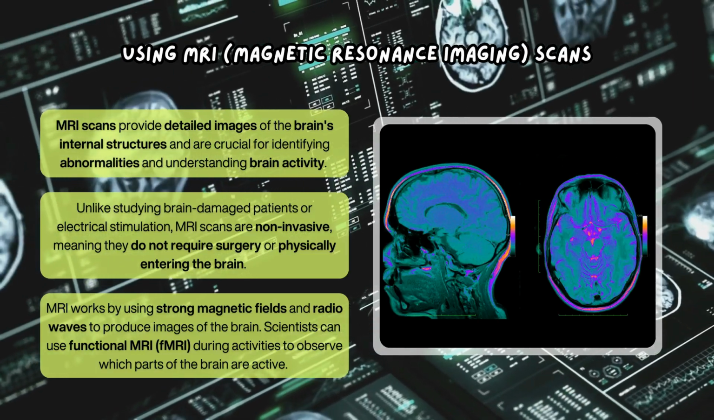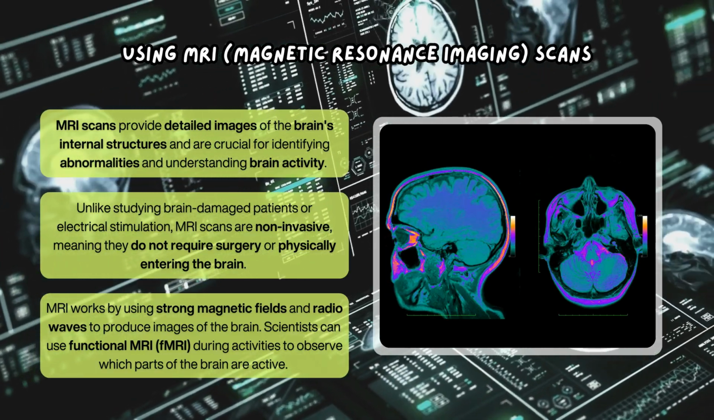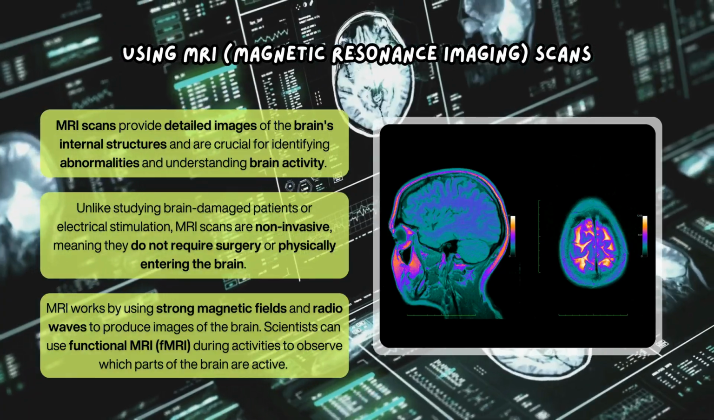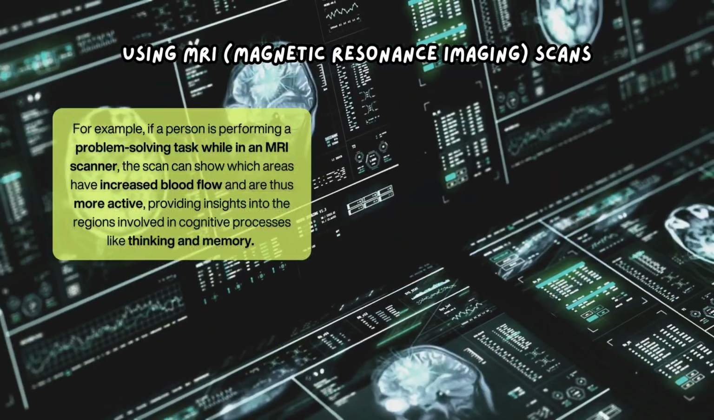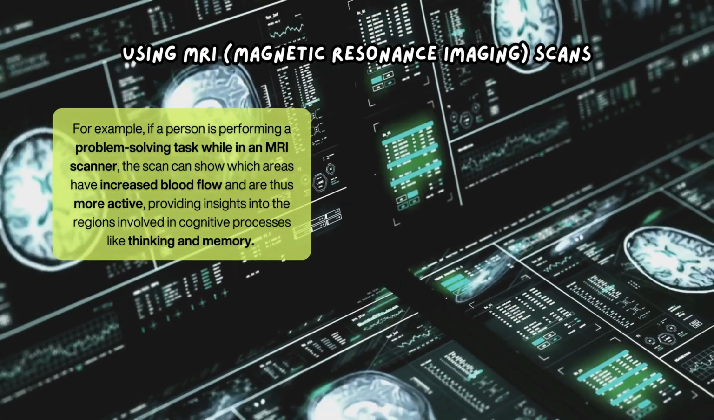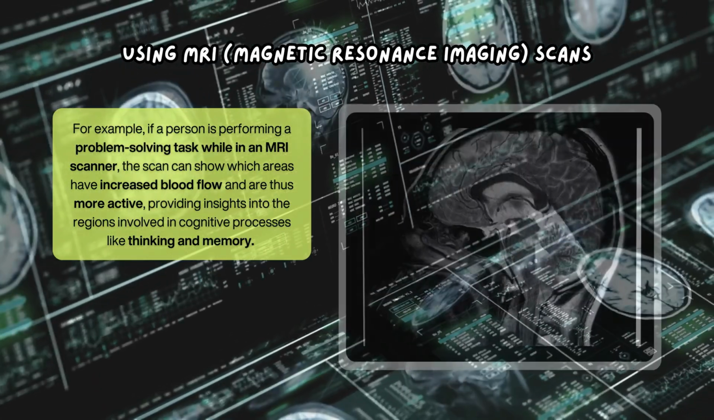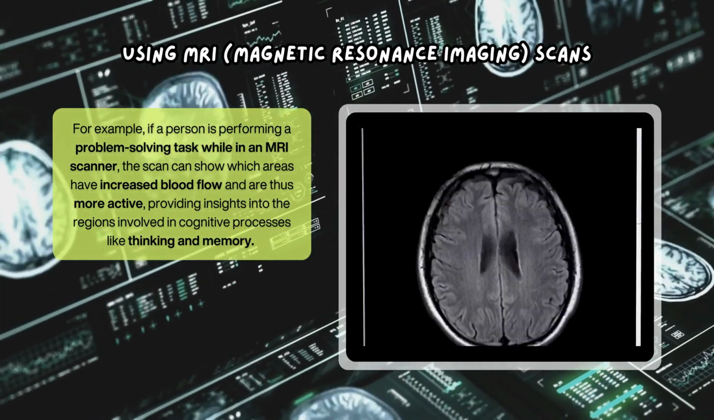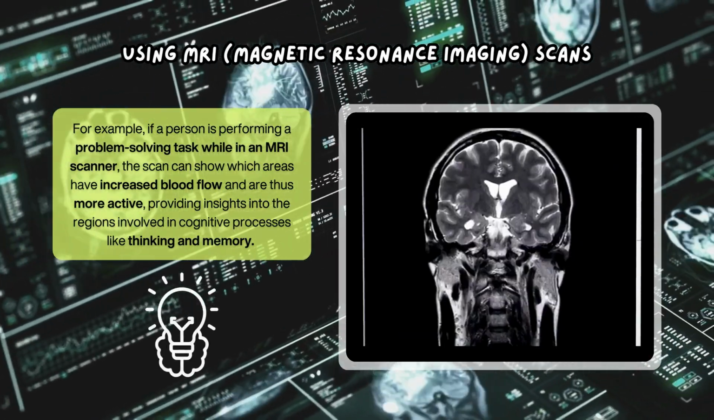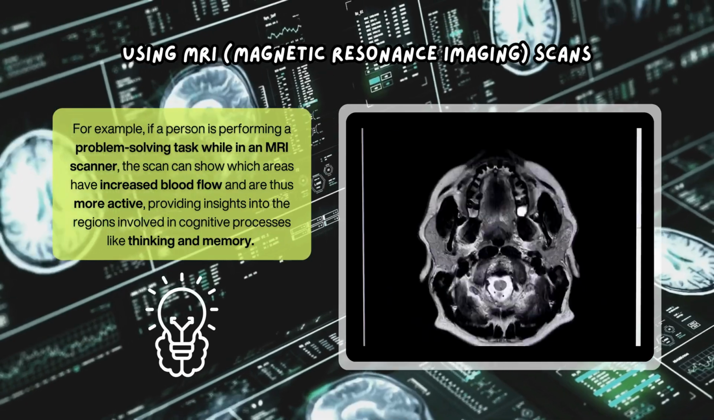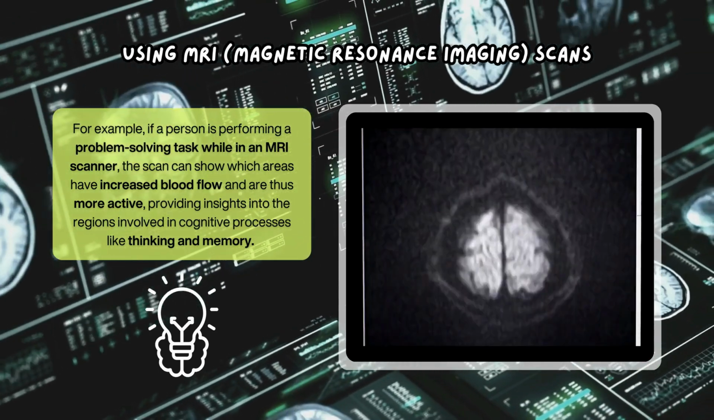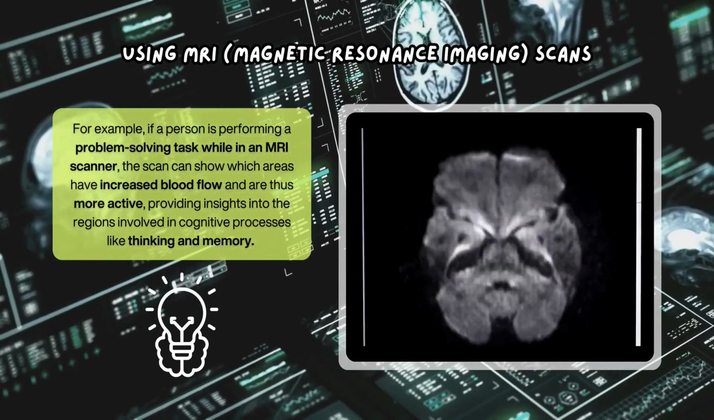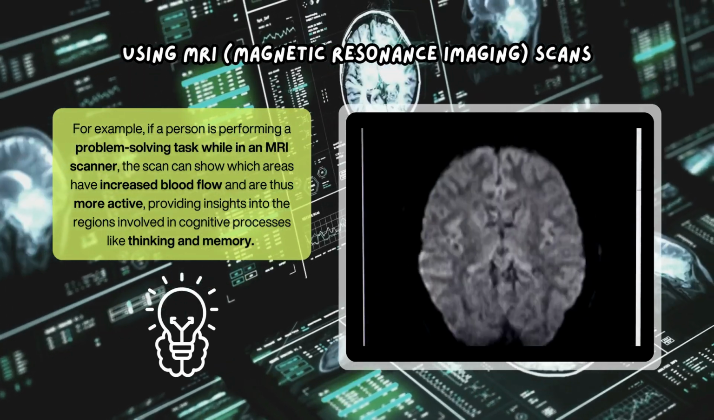Scientists can use functional MRI during activities to observe which parts of the brain are active. For example, if a person is performing a problem-solving task while in an MRI scanner, the scan can show which areas have increased blood flow and are thus more active, providing insights into the regions involved in cognitive processes like thinking and memory. Despite these techniques, studying the brain remains highly challenging.